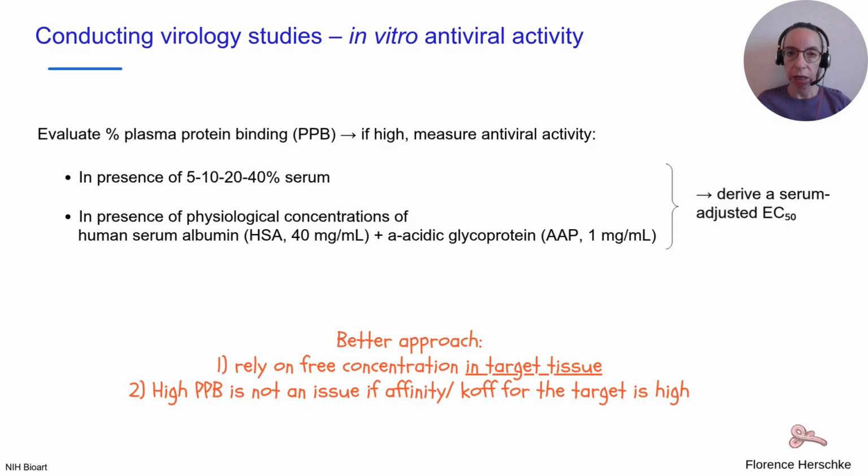Also remember that even if plasma protein binding is high, it is not necessarily an issue if the affinity or the K-off of the antiviral compound for the viral target is very high. Indeed, even if there is a lot of plasma protein binding, if the affinity is very high, all the viral targets will be saturated even with a very low free fraction. Remember that you're dealing with an equilibrium between viral target, compound, and plasma protein.